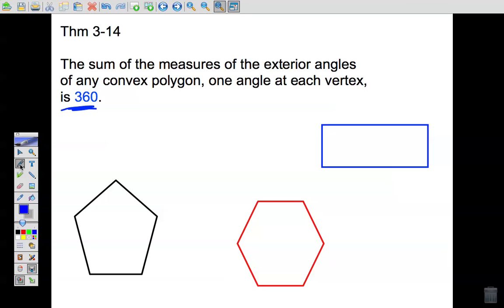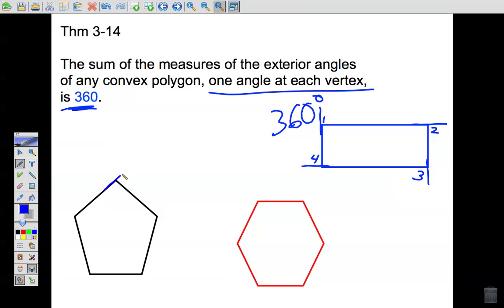So let's look at the exterior angles of our blue rectangle. If I extended this line, I've got an angle 1. Let's call it there, angle 1. And if I extended this side, maybe I have an angle 2 there. Extend this side a little bit, an angle 3, and extended this side, and I have an angle 4 there. And that's why they said one angle at each vertex. Now if I added angle 1 plus angle 2 plus angle 3 plus angle 4, I'm going to get 360 degrees.